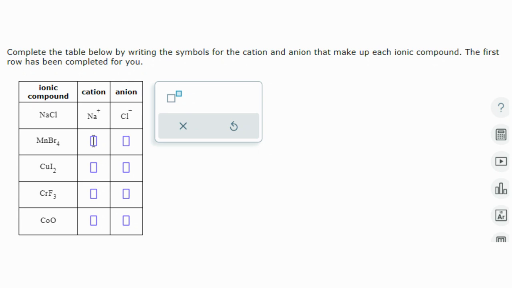So that's how we can figure out the Mn. We have 4 minus charges, so Mn must be 4+. Good. How about here? What would the copper charge be? Cu2+. Good. Iodine. Good. This one is chromium. What would the charge be on chromium? 3+. Good. And then fluorine.